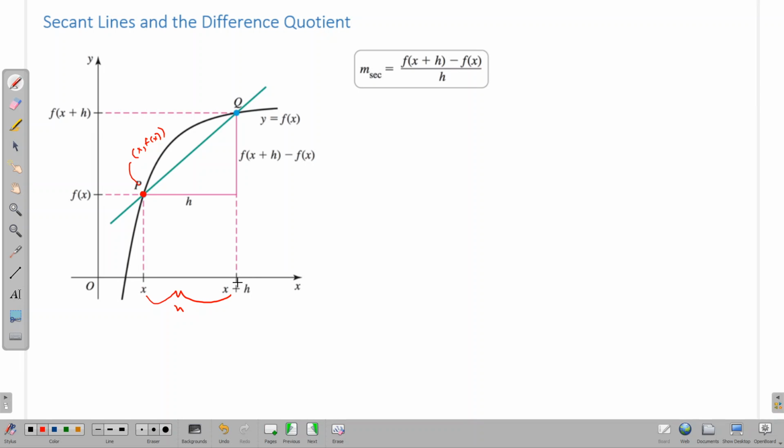So that means this x-coordinate would be x plus h, if we moved over to the right h units. To get the y-coordinate, we simply plug it into the function. So that's why we see the y-coordinate here is f of x plus h. Now, we know that in general, slope is the change in y over the change in x.